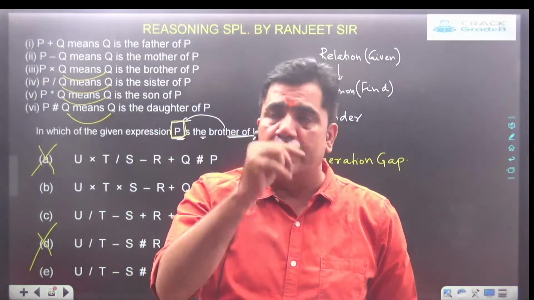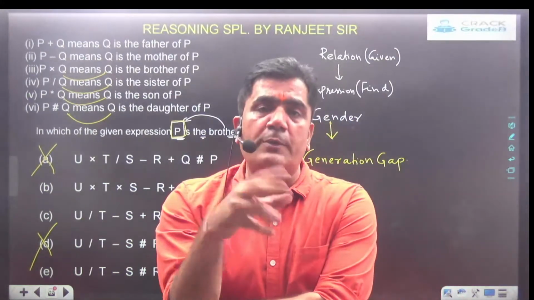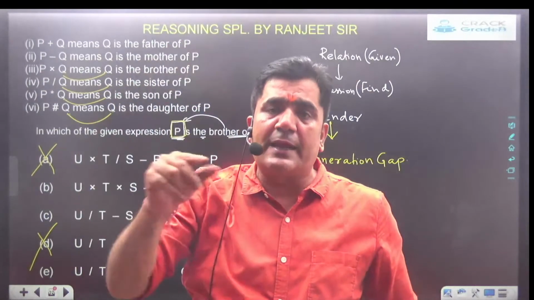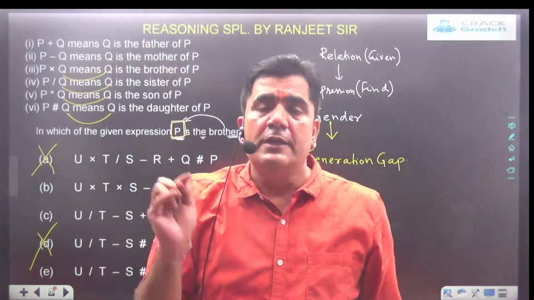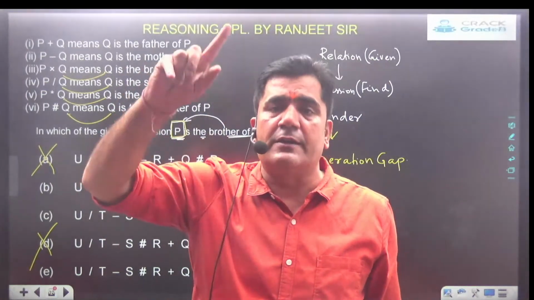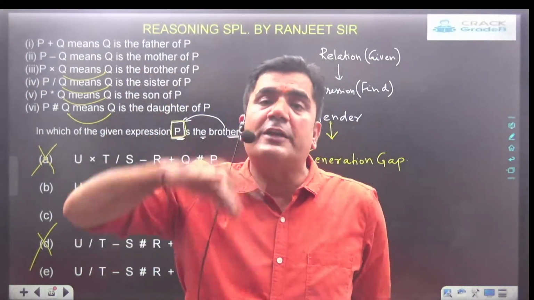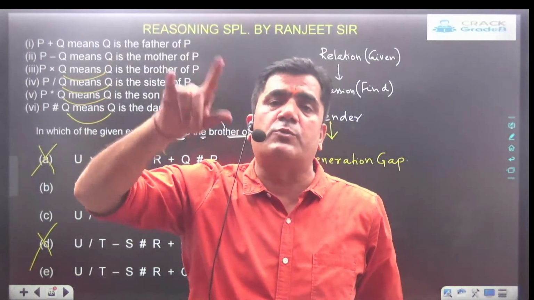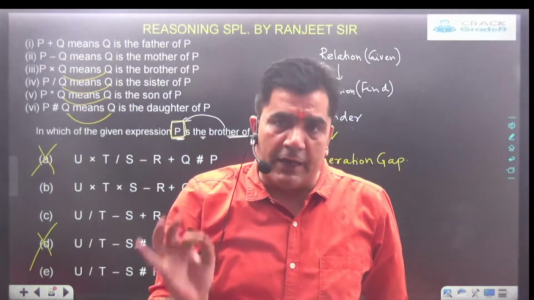Remember generation gap? Suppose they have given the term father. So father is what? One generation above me. So for father I am going to write plus 1. Plus means above, 1 means a gap of 1 generation. For mother I am going to write plus 1. Plus means above and 1 generation gap means plus 1. Clear?